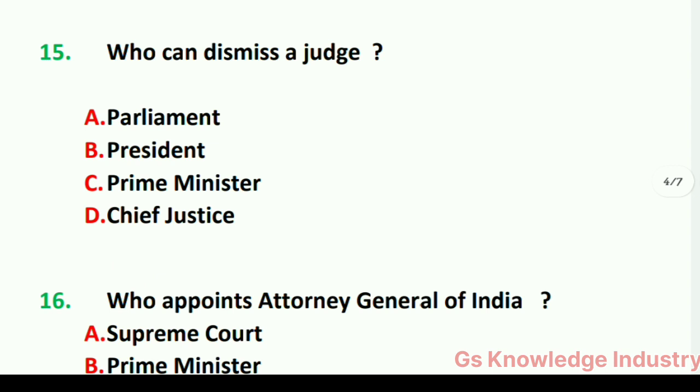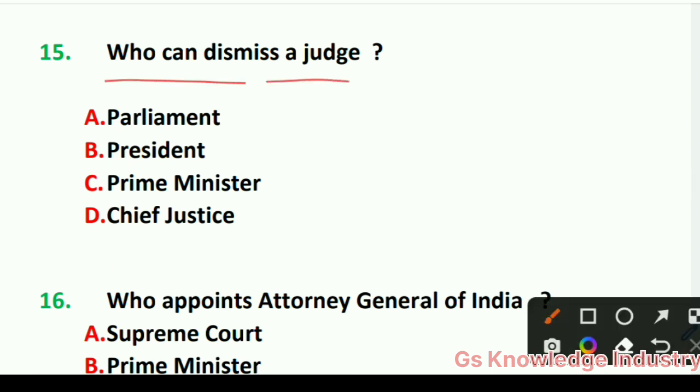Fifteenth question. Who can dismiss a judge? Option A, Parliament. Option B, President. Option C, Prime Minister. Option D, Chief Justice. Here the right answer is option B, President, right? President can dismiss the judge.